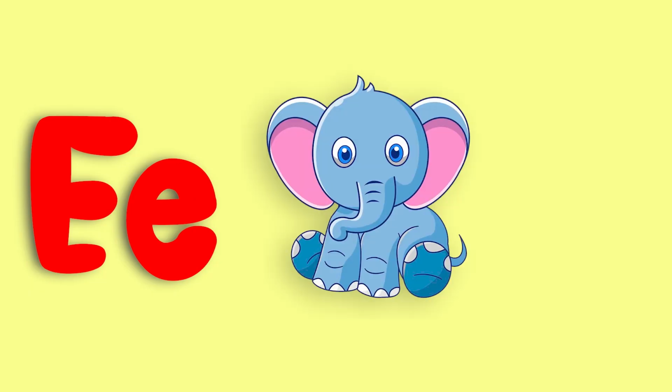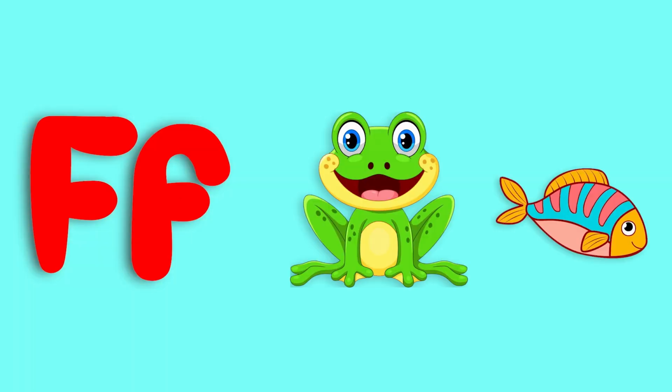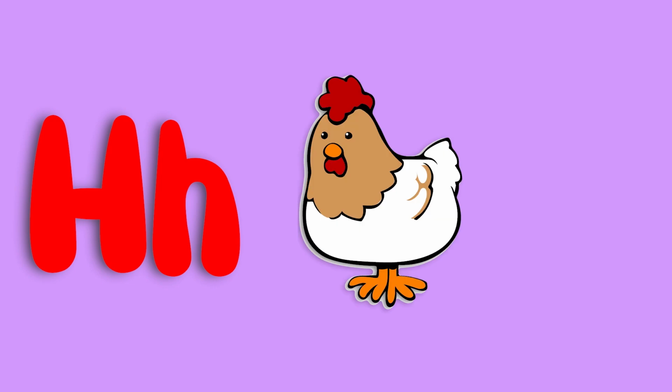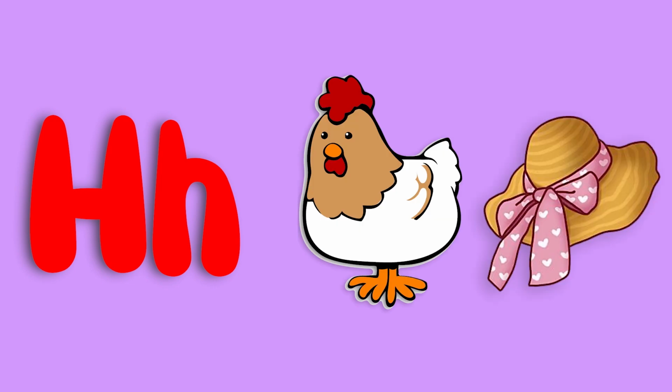E for elephant, E for egg, E. F for frog, F for fish, F. G for grapes and G for gun, G. H for hen, H for hat, H.